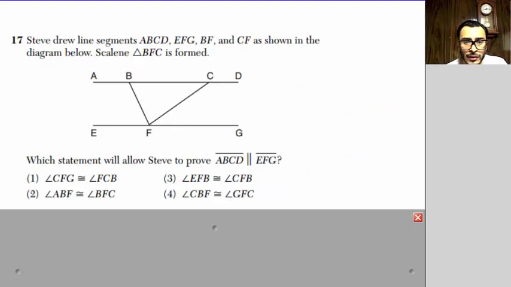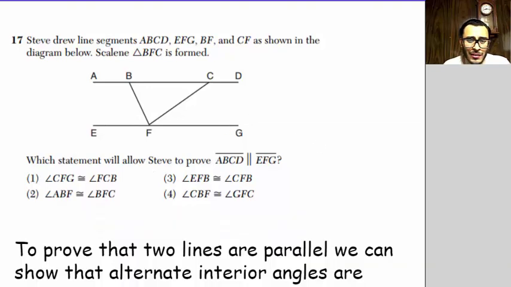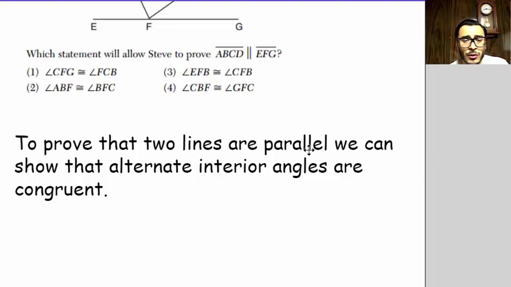Number 17 says to prove that these lines are parallel. So we want to prove ABCD is parallel to EFG. So just to give you a little tip, to prove that 2 lines are parallel, we can show that the alternate interior angles are congruent. All right, that's what they're looking for here. You can also show that the corresponding angles are congruent. That would also prove that the lines are parallel. But I would say 99% of the time, they want you to look for alternate interior angles.